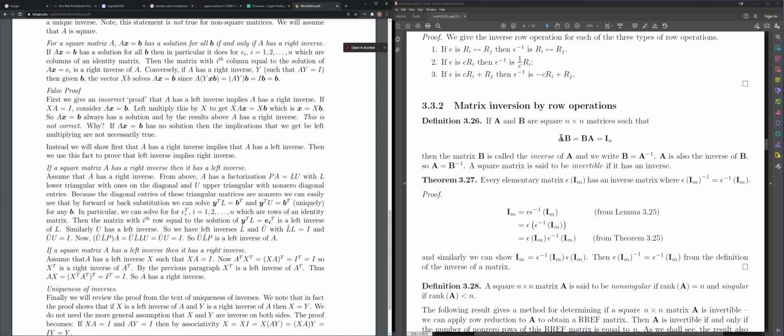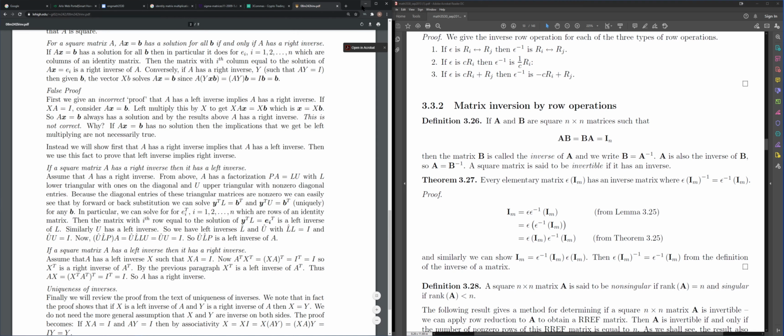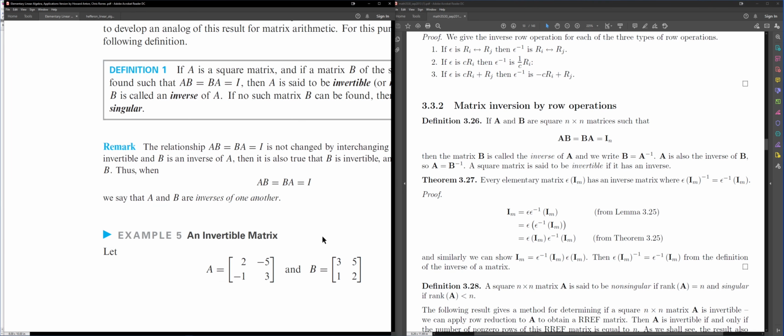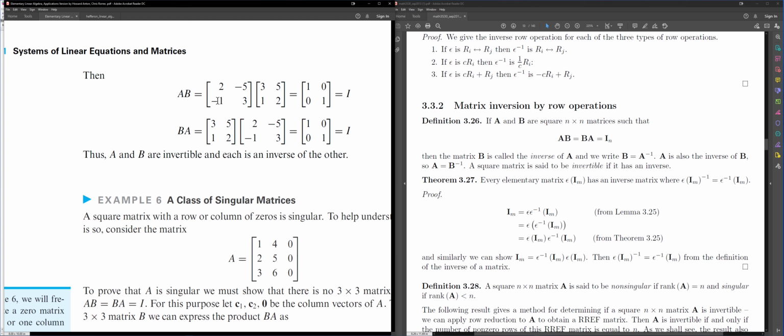All you need to do is, if I have A and I found some matrix B such that A times B is the identity, then that would make B the inverse of A, right? So let's see an example of this. I have this matrix A over here and I have B, and I do the multiplication A times B.